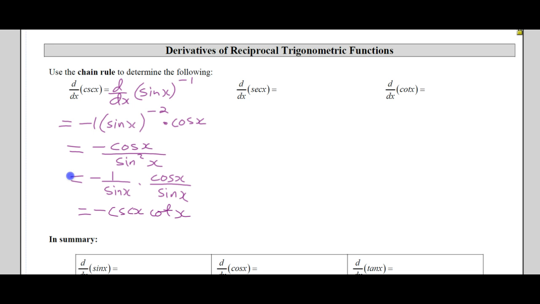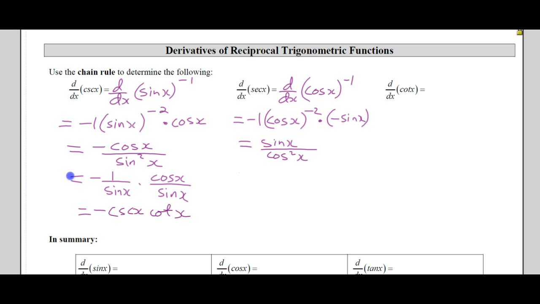So you try secant. Same kind of reasoning, right? And apply the chain rule.